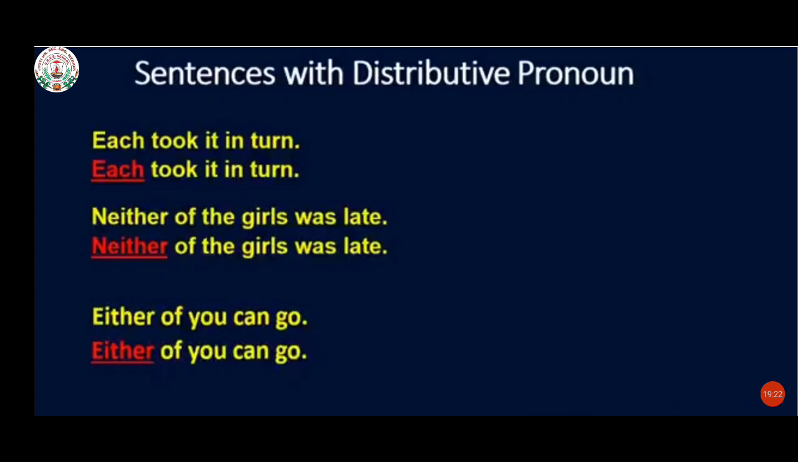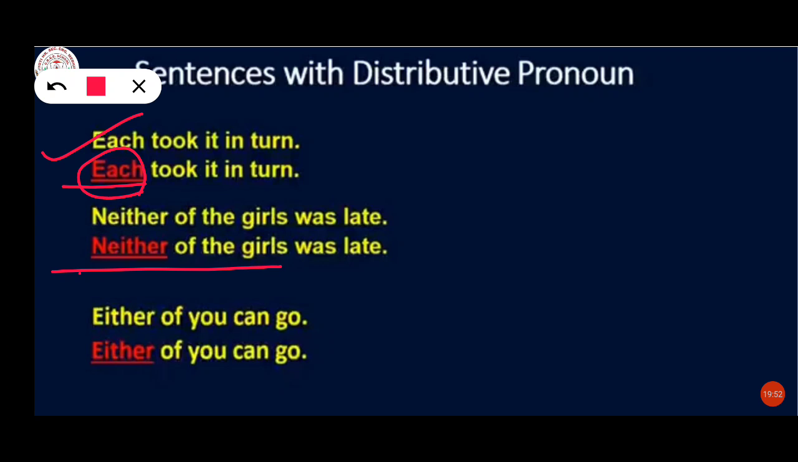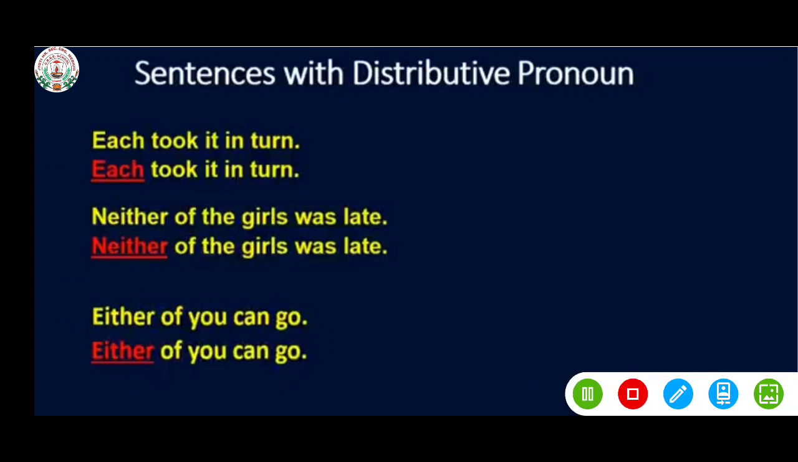After looking at these examples, it will be more helpful for you to understand distributive pronouns. So the first sentence is what? Each took it in turn. Here, as we know, each is a distributive pronoun. Each is one. Likewise, neither of the girls was late. So neither over here is a distributive pronoun, and the third one is either. Either of you can go.